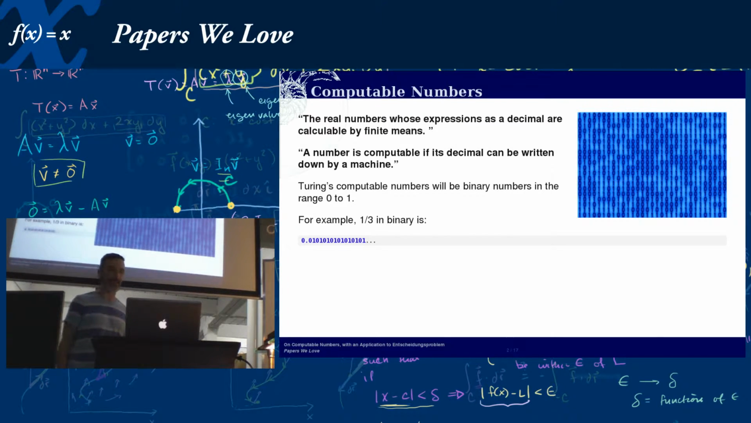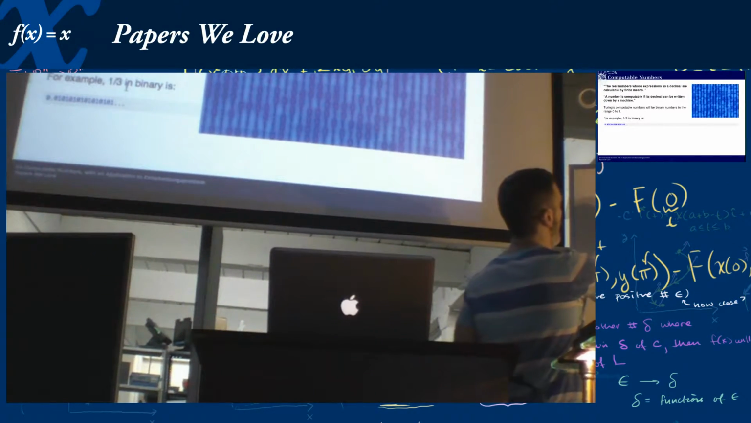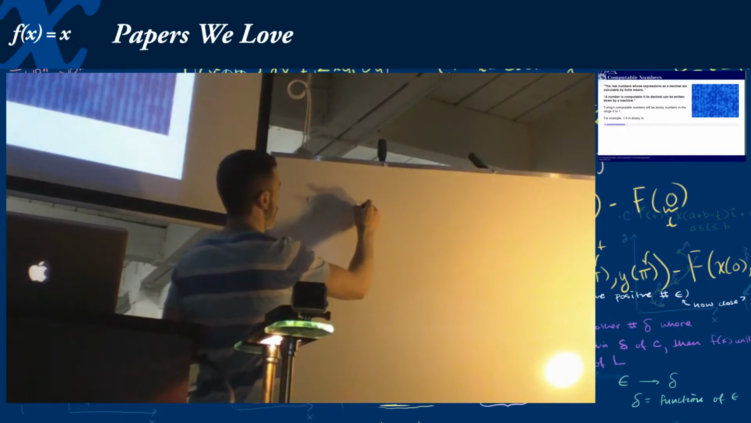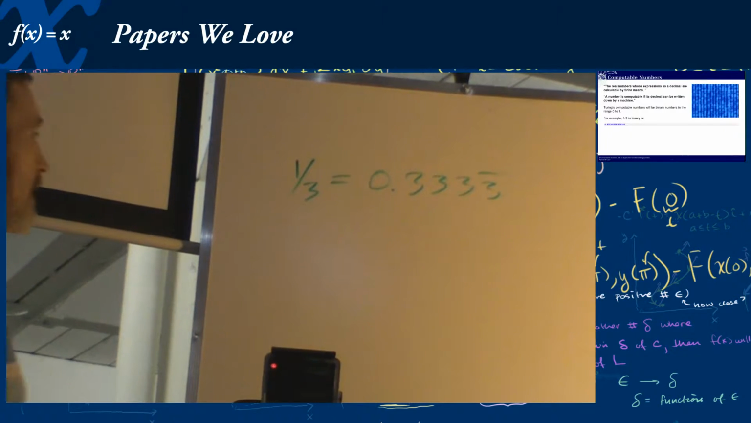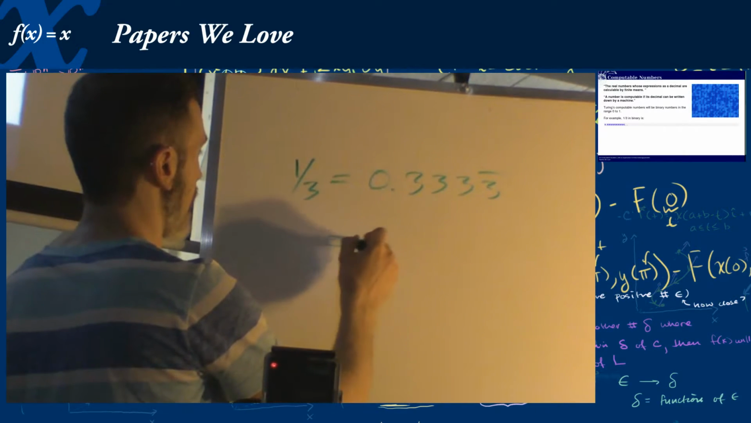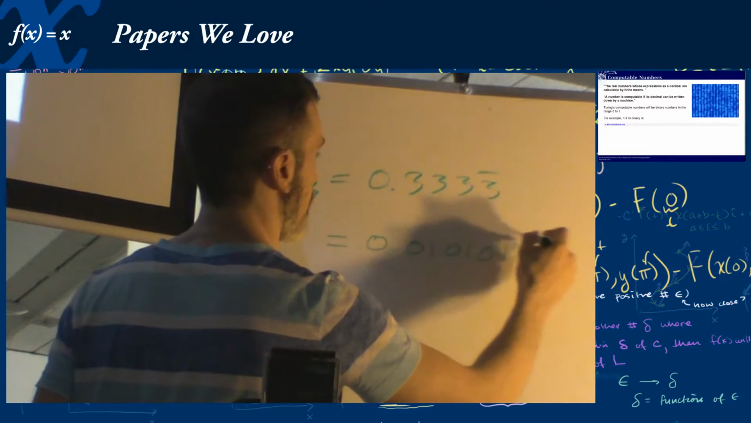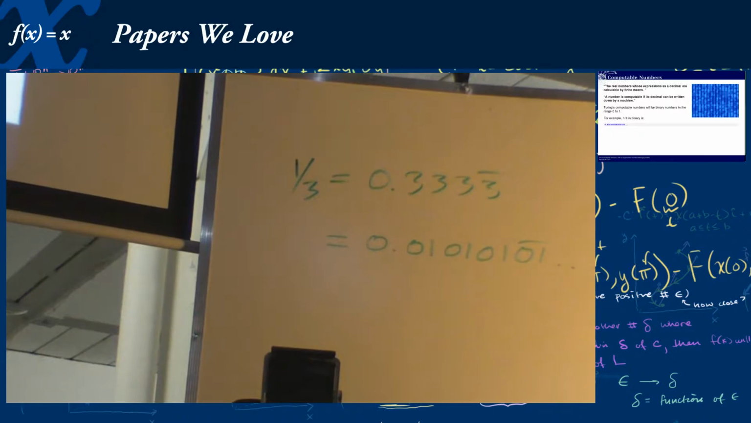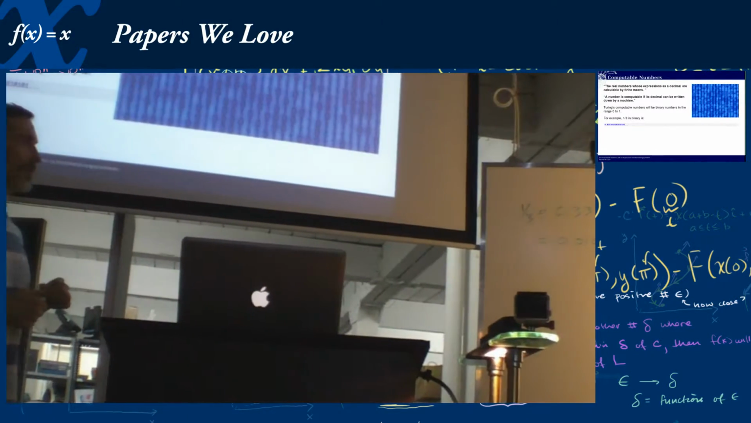An example of a fractional binary number: if we looked at the decimal number 1/3, if we wrote this out in decimal, we would say 1/3 is 0.3333 forever. And if we were to write it out in base 2, we would say it was 0.01010101, and the 01 is going to repeat forever. Those are the kind of numbers that Turing's machines are going to produce.